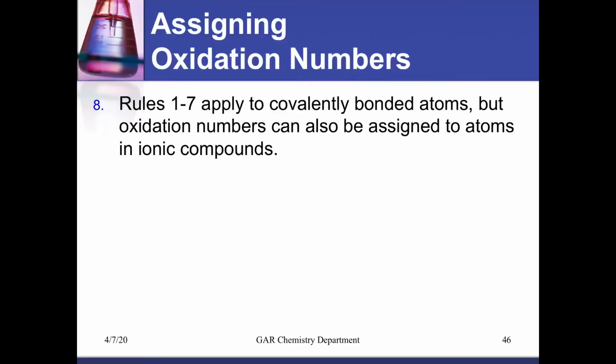And remember, all 7 of those rules are used to explain how we assign oxidation numbers, mainly to atoms that are covalently bonded, but the rules actually apply the same way to ionic compounds and ions. The only difference is the oxidation number is not just showing electron distribution, it's showing true charge, where the electrons actually belong, which atoms they belong to.